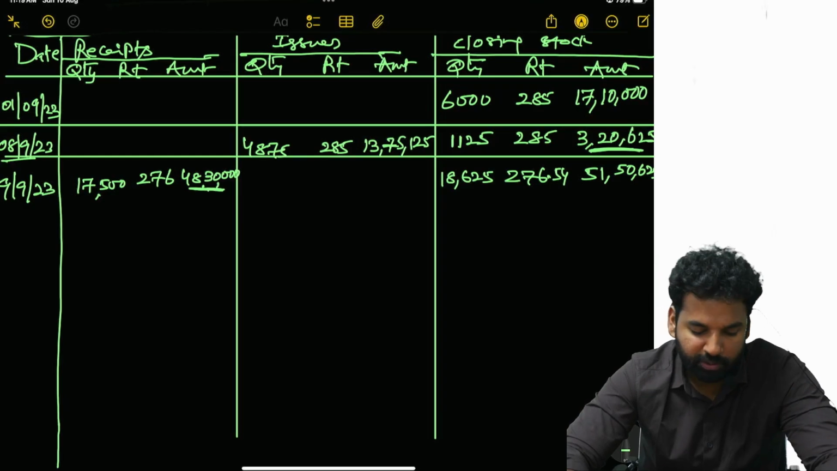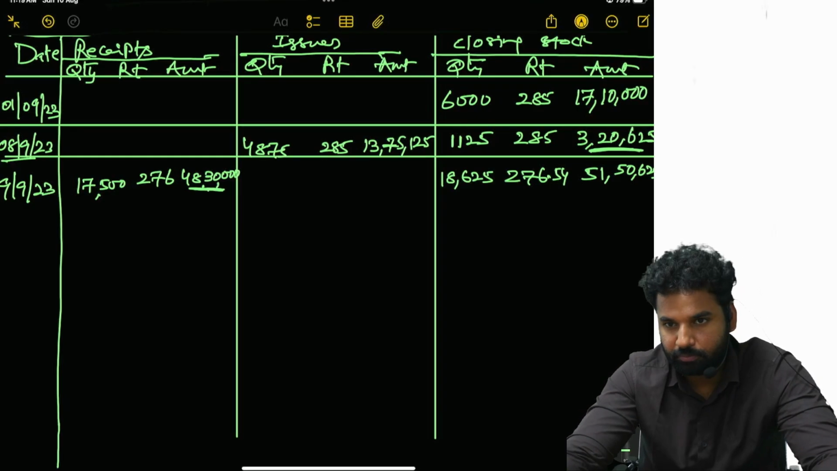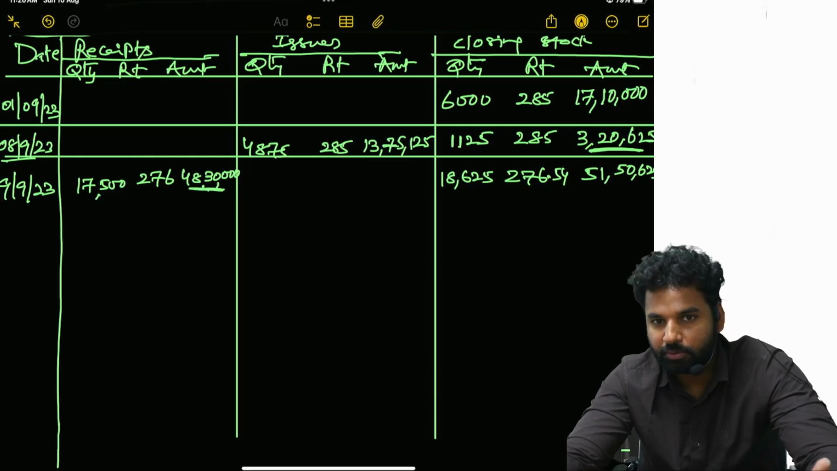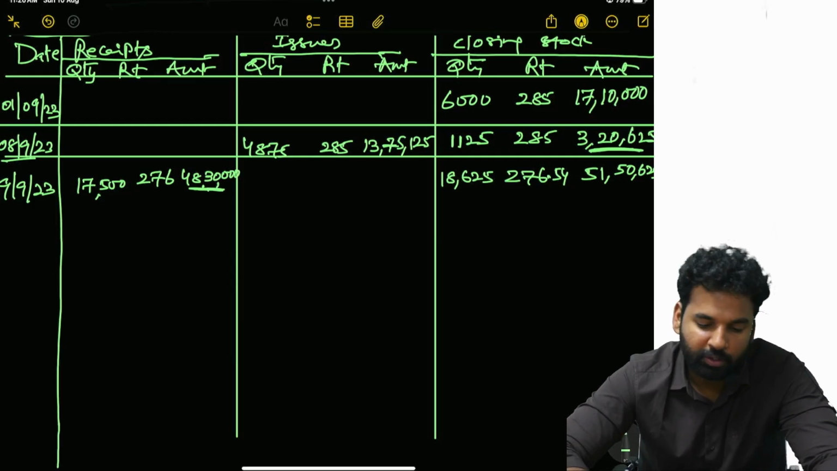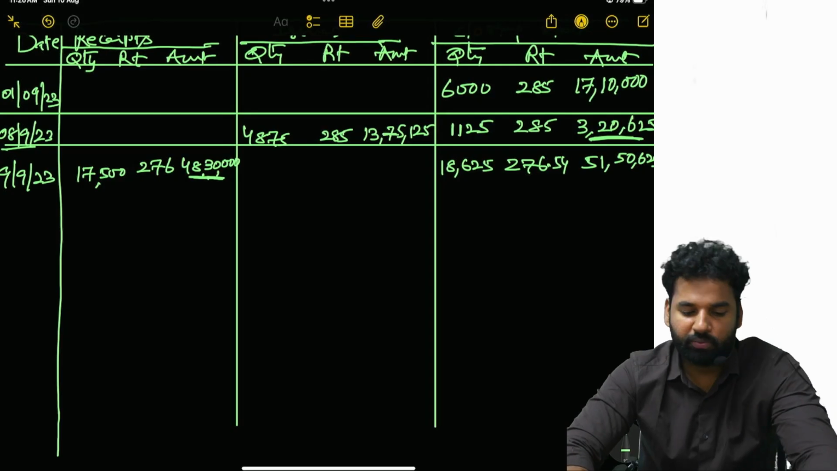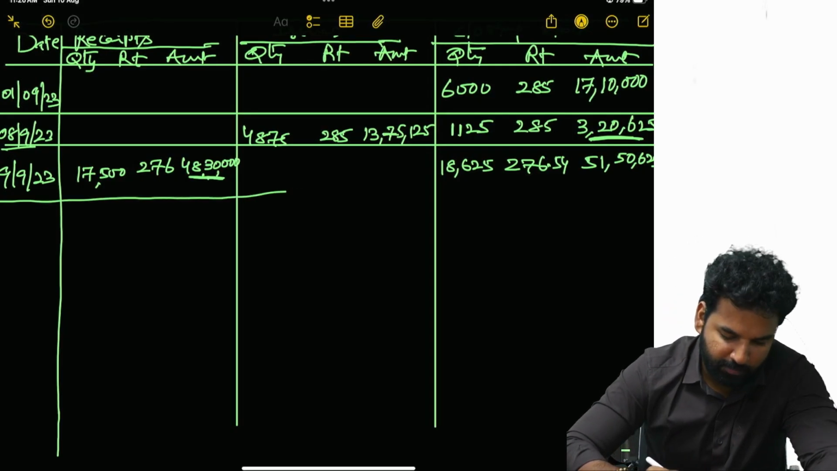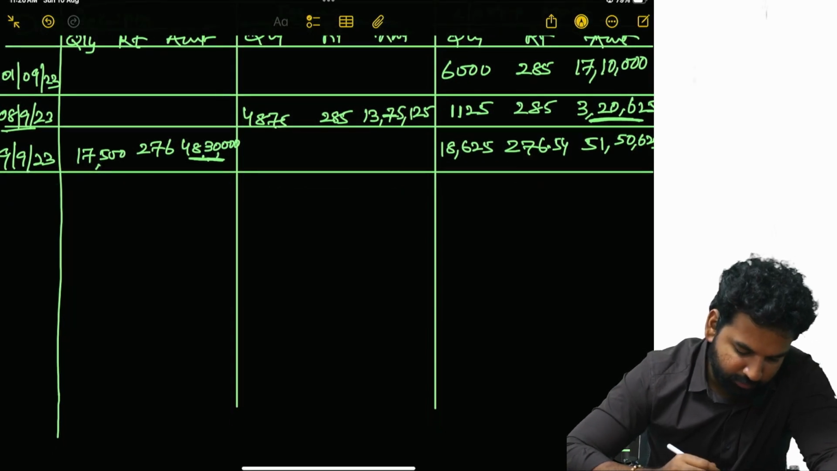Simply what shall be done? Amounts have to be added up, and units have to be added up. Divide the amount by units, then you will get per unit value. You got it? 276.54. Simple formula. Right. Next, on what date?